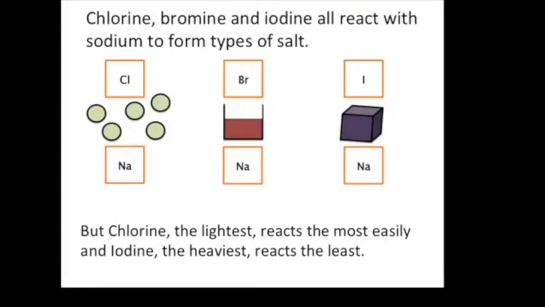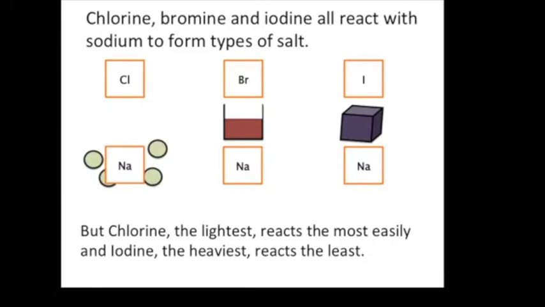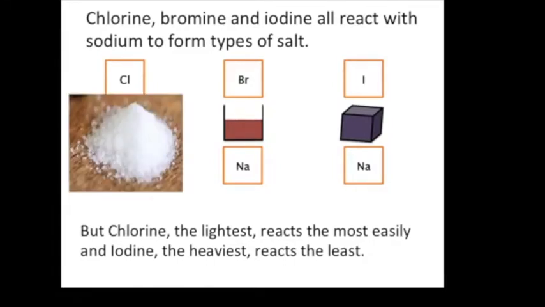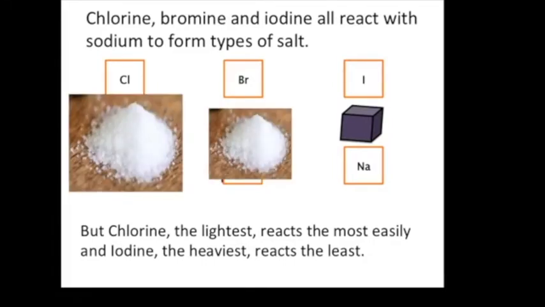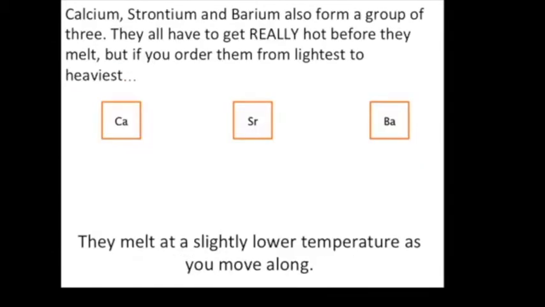And there's another pattern with chlorine, bromine, and iodine. They all react with sodium to form types of salts. But chlorine is the lightest, and that reacts the most easily. Bromine is in the middle, and iodine, which is the heaviest of the atoms, reacts the least. So this German chemist, he called these triads. He found quite a few triads.